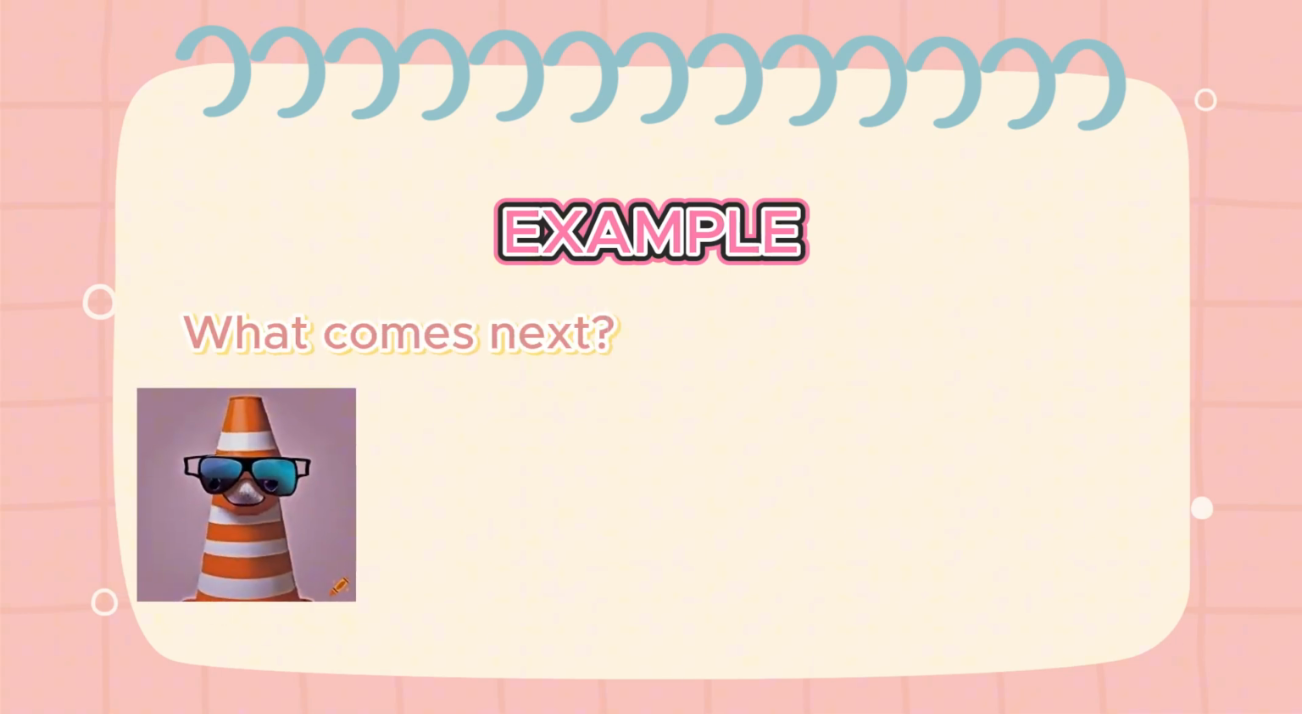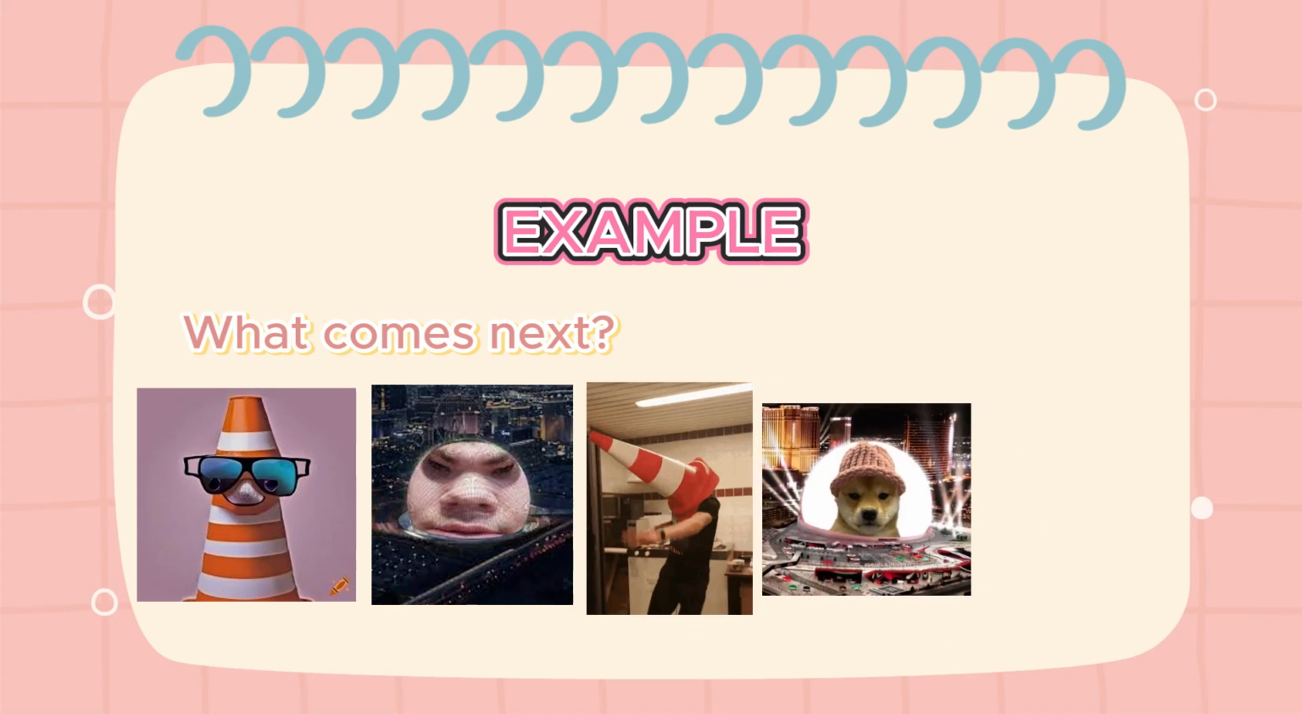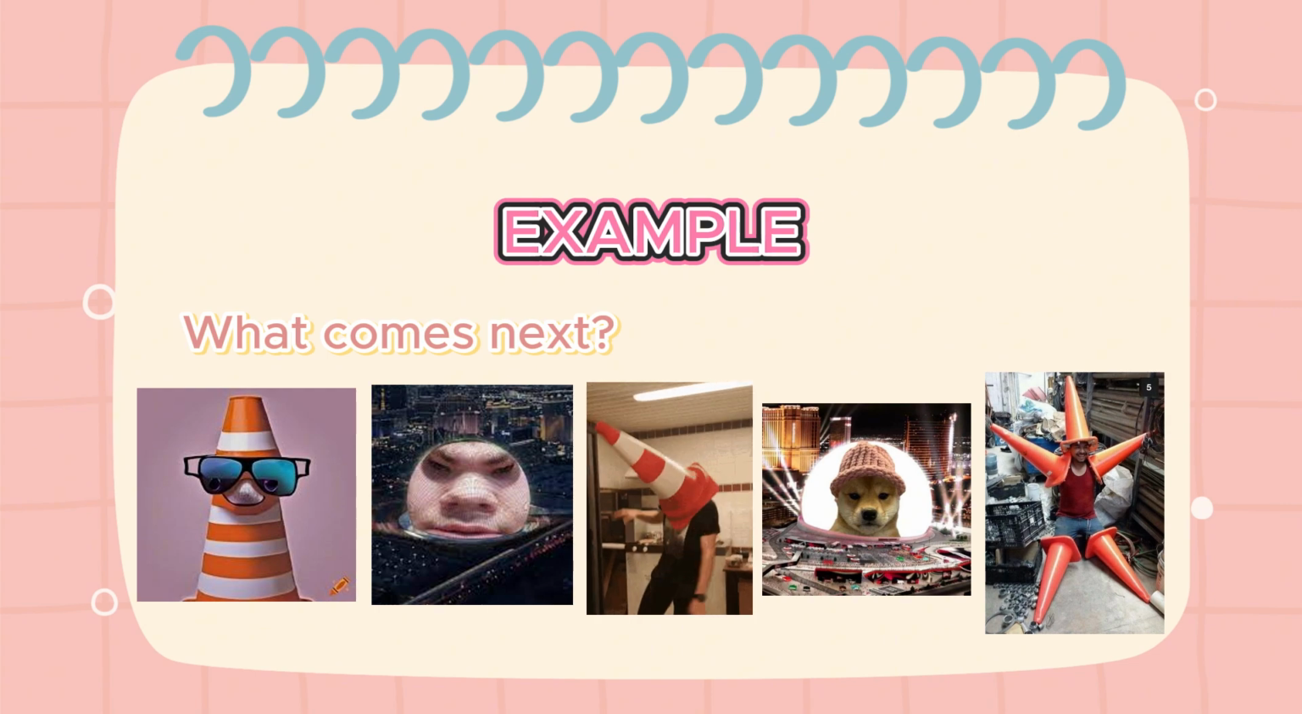Example number 1, shape pattern. The problem is, what comes next in cone, spear, cone, spear? So here's the solution. Identify the pattern. The shapes alternate between a cone and a spear. Next, predict the next step. After the spear, the next shape is a cone, so the answer is a cone.